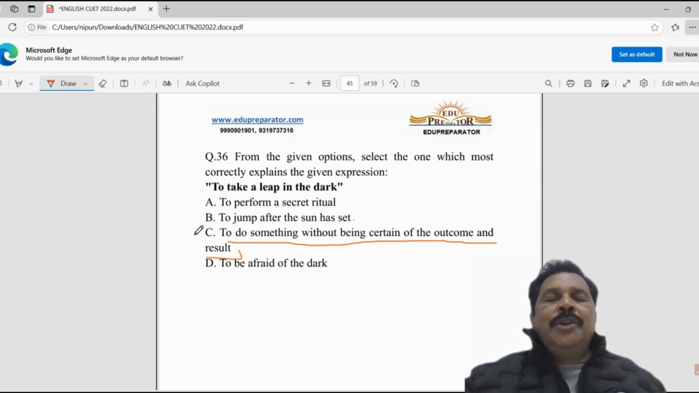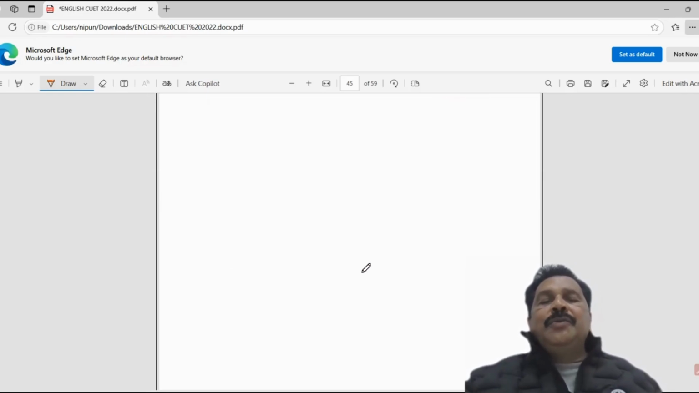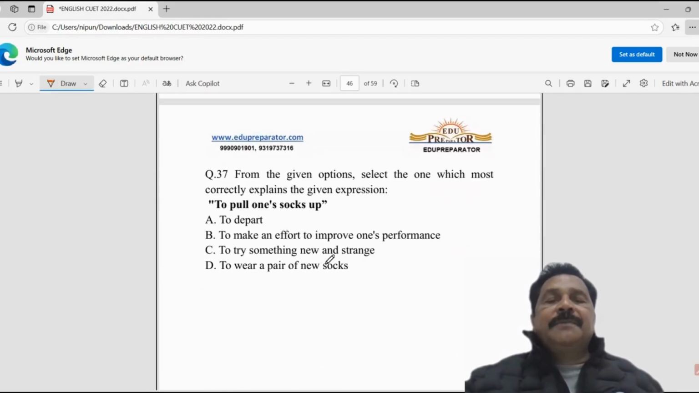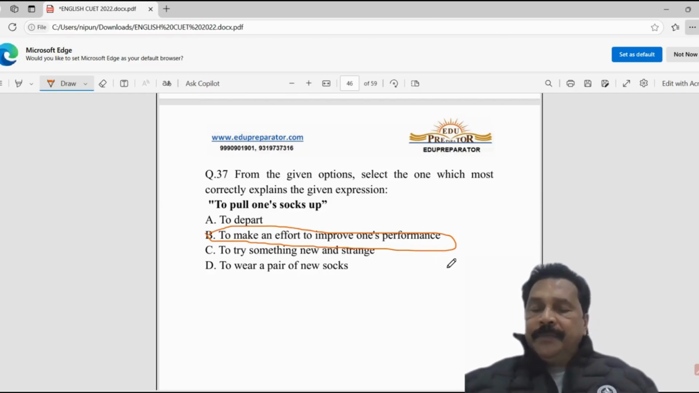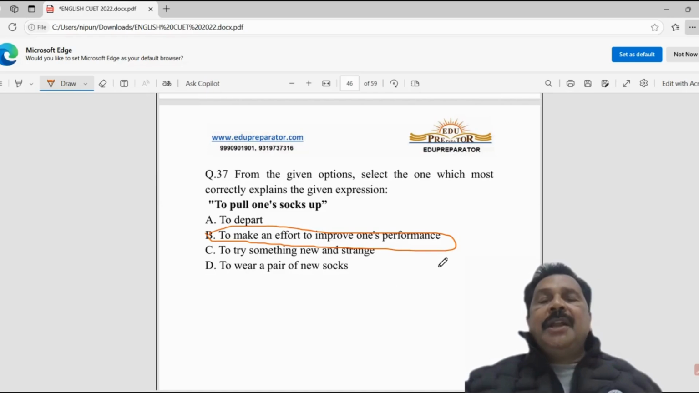Like these days, children are doing some startup business. We don't know what will be the future. That is known as a leap into the darkness. And the most common idiom: to pull one's socks up means to make an effort to improve one's performance, or to try to get something new and strange, or to wear a pair of new socks. And the correct answer is to make an effort to improve the performance. For example, he is going to pull his socks up if he wants to stay at the top.